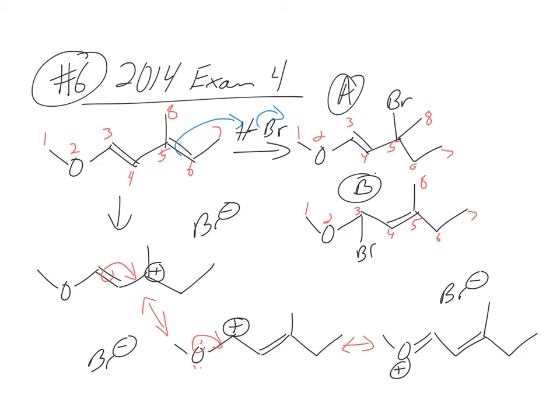So the last step, and that leads us to compound B, right? If we number 1, 2, 3, 4, 5, 6, 7, and 8, just because there's a plus charge on oxygen, where is it really delta plus? It's really delta plus at carbon 3, right? And that's where bromine attacks.